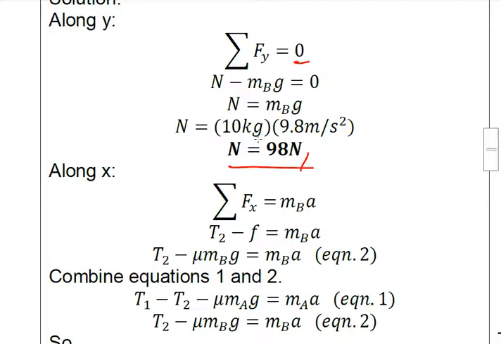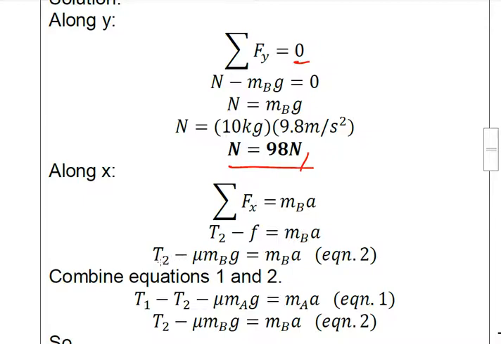Okay, so you have here the summation of forces along x is equal to mb times a. So take into account all the forces. So you have here P2 going to the acceleration, goes with the acceleration direction. Okay, so you have here positive T2 minus the friction force F, which is against the acceleration, is equal to mb times a.